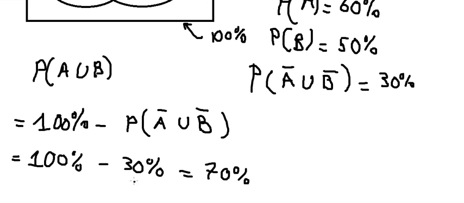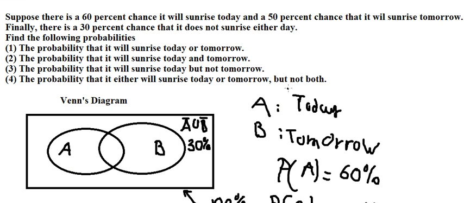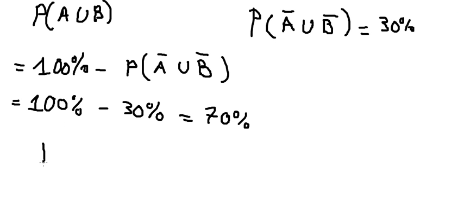And we know that we just answered question number 2, today and tomorrow. Now, sorry, today or tomorrow. This one, not the second. Now, we want to find the probability that it will sunrise today and tomorrow. So, for this one, that is about this area in here. So, we have the formula.